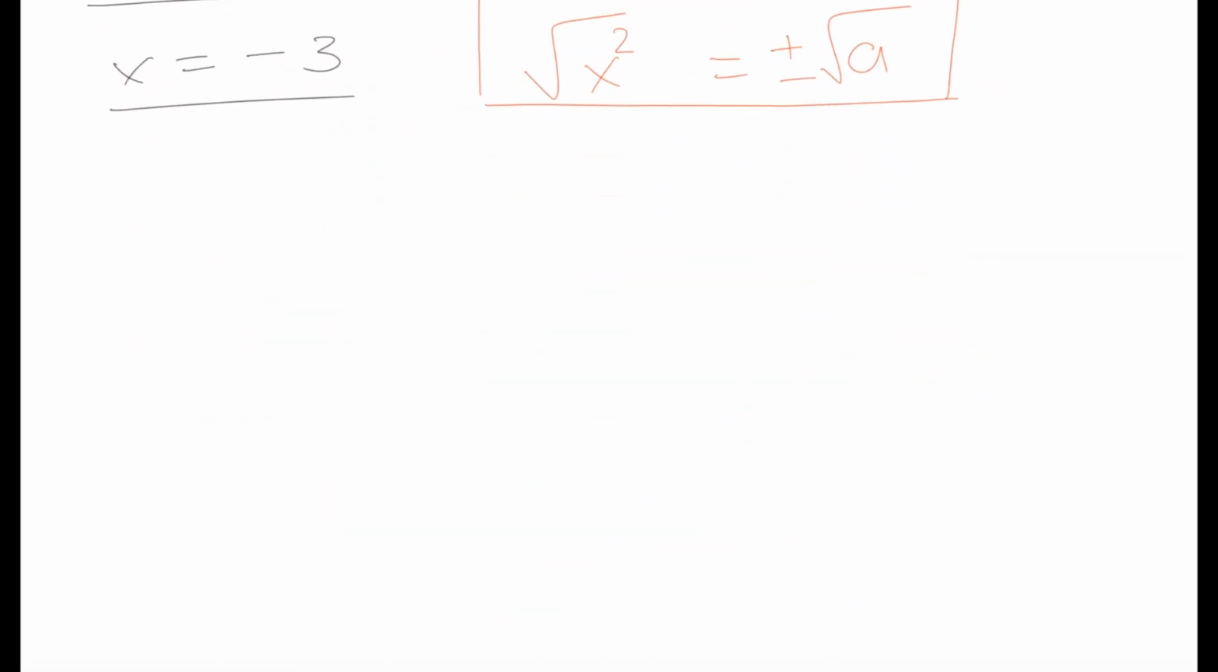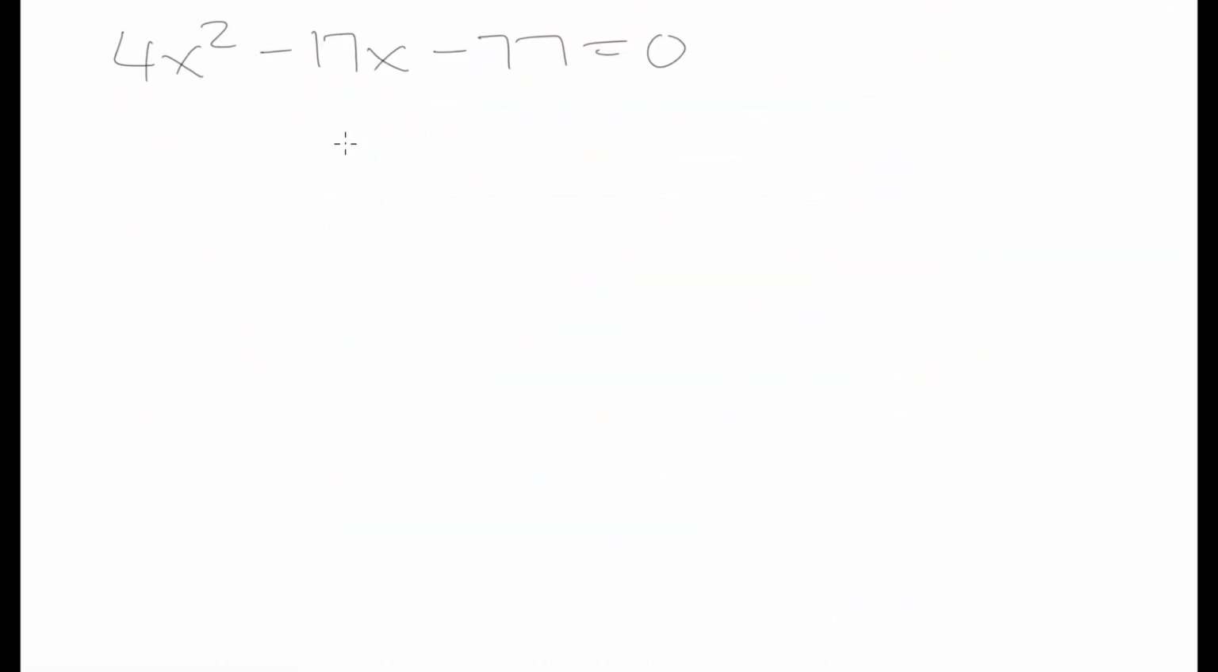Let's go over one more example in this video. 4x squared minus 17x minus 77 is equal to 0. Well, because we do not have a leading coefficient of 1, our leading coefficient here is 4, we're going to have to factor by grouping.